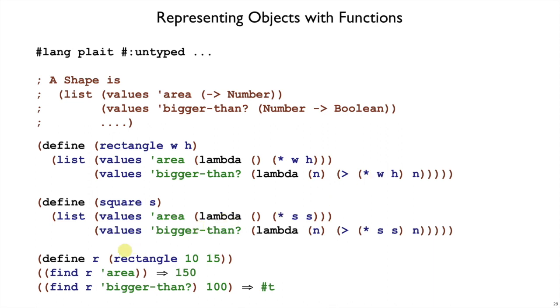And now, when I create a rectangle R, instead of directly applying R as a function, I have to go find the area method. And then when I get the area method, this outer pair of parentheses calls that area method with 0 arguments. If I find the bigger than method, then the outer pair of parentheses here is calling that method with an argument 100. And since the area of this rectangle is 150, that's bigger than 100, and that's why we get a true result.